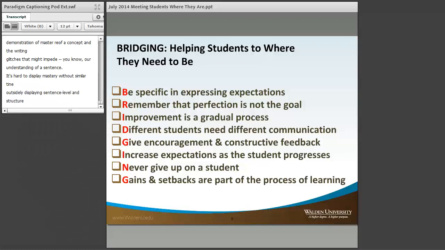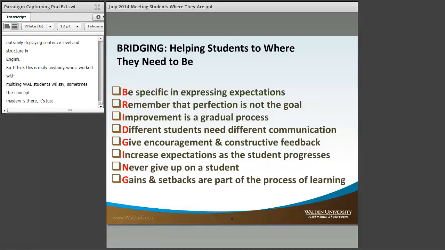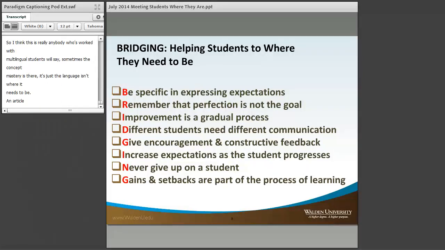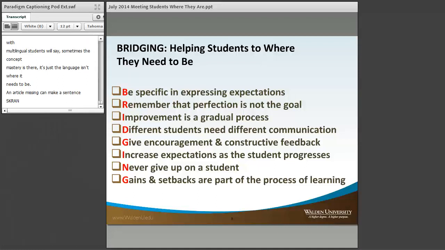Anybody who's worked with multilingual students will say that sometimes the concept mastery is there. It's just the language isn't where it needs to be. An article missing can make the sentence scan wrong, but the whole idea development can be there. So I'd love to know what pointers you have related to that, separating out concept-related issues from writing-related issues.